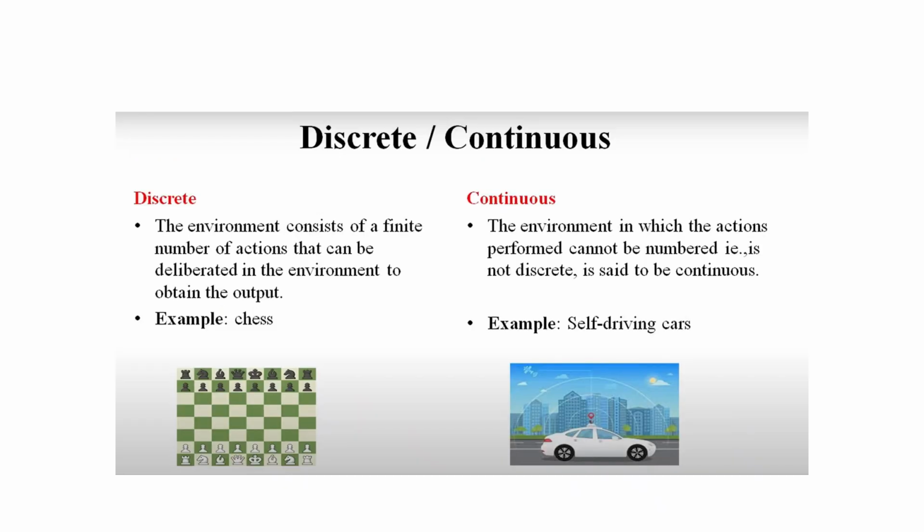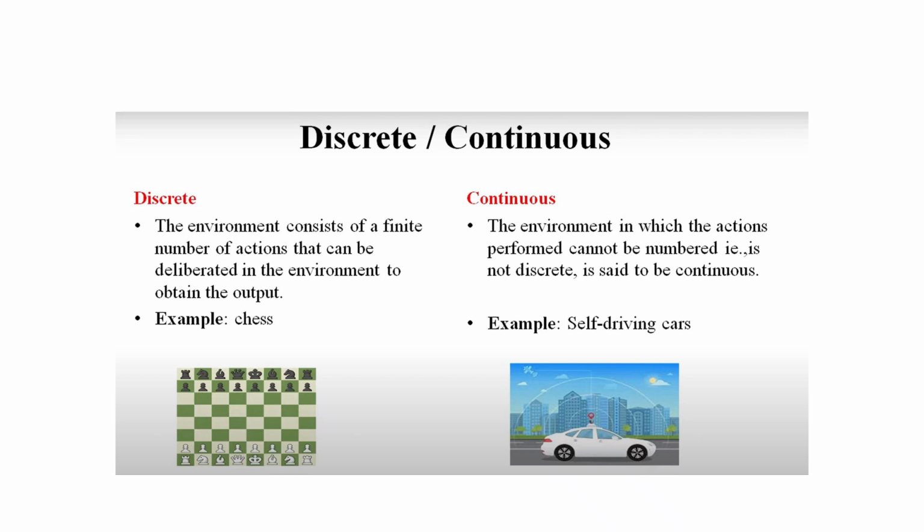The next environment is the discrete and continuous environment. A discrete environment consists of a finite number of actions that can be deliberated in the environment to obtain the output. In simple terms, it consists of states, actions or time that are finite and countable.